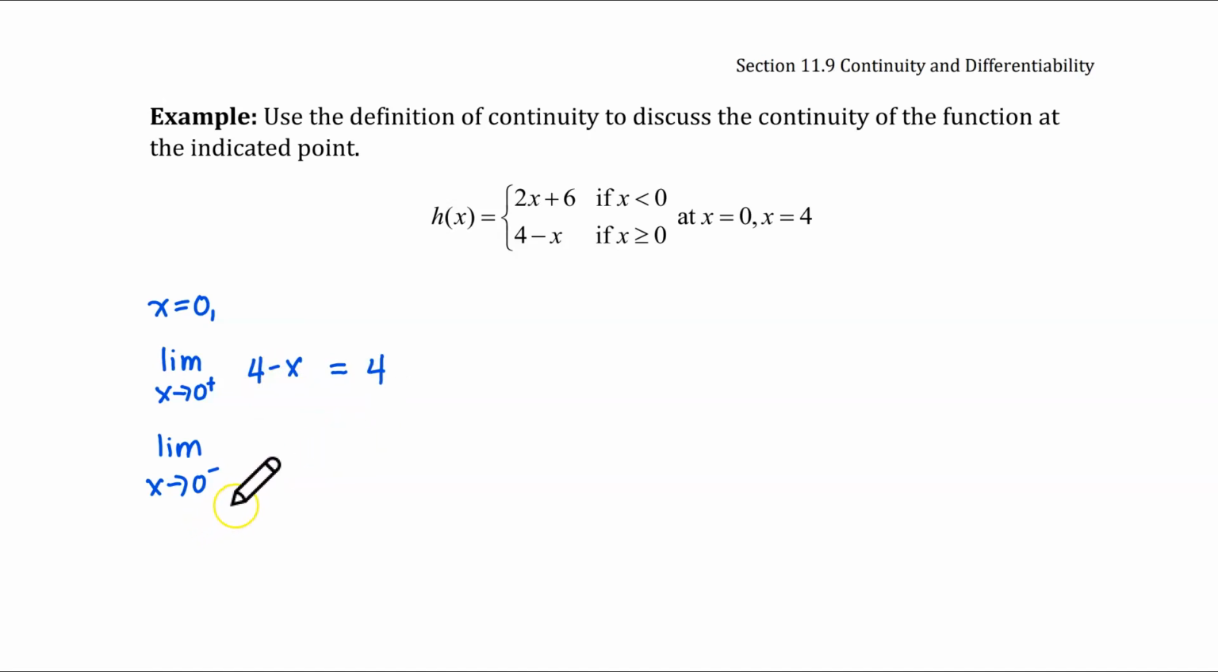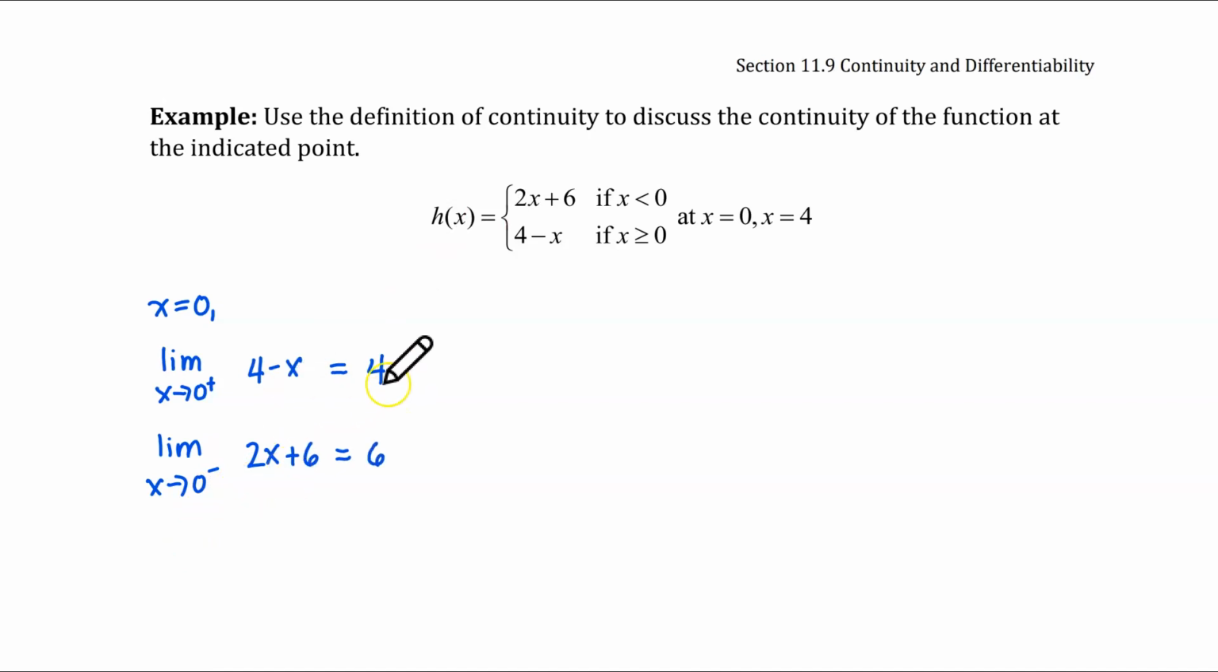And then next, if you take the limit of the function as x approaches 0 from the left, 0 from the left means at the left of 0, it means less than 0. So when x is less than 0, the function is defined as 2x plus 6. Now when you plug in 0 to x here, you get 6.